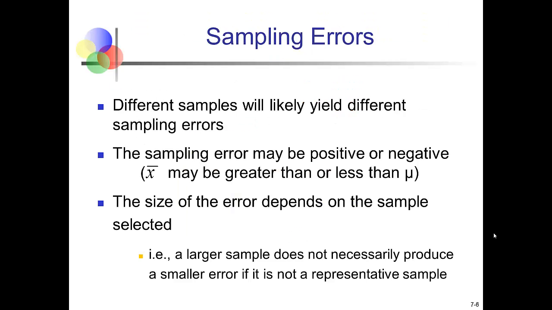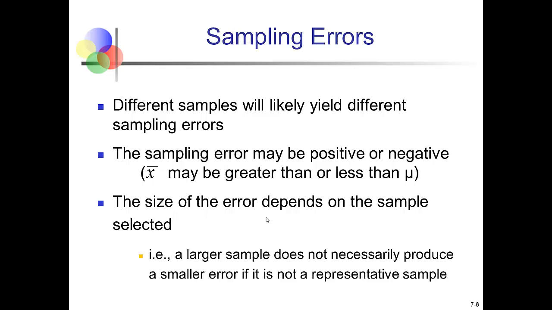Different samples will likely yield different sampling errors. Because each sample we get, we will probably get a mean that's different than the true population mean, which means each of those samples will give us a different sampling error. The sampling error may be positive or negative. So if x bar is greater than mu, we will get a positive sampling error. If x bar is less than mu, we will get a negative sampling error.